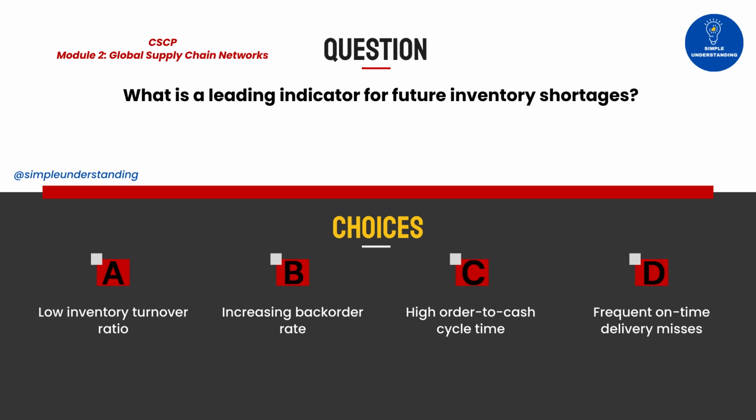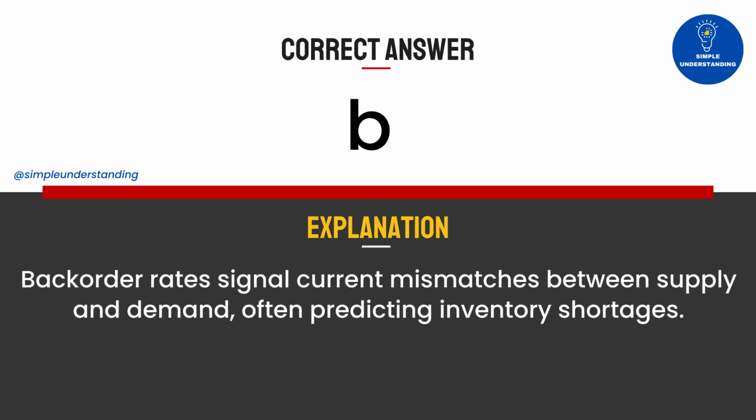11. What is a leading indicator for future inventory shortages? A. Low inventory turnover ratio. B. Increasing backorder rate. C. High order-to-cash cycle time. D. Frequent on-time delivery misses. Correct answer, B. Explanation. Rising backorder levels indicate inability to fulfill demand, forecasting likely stockouts ahead.